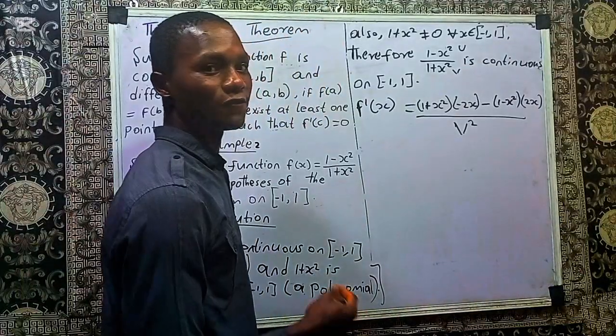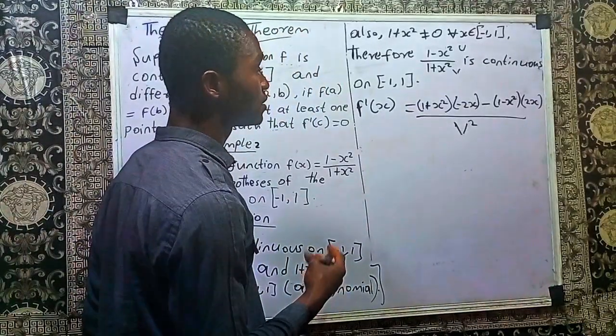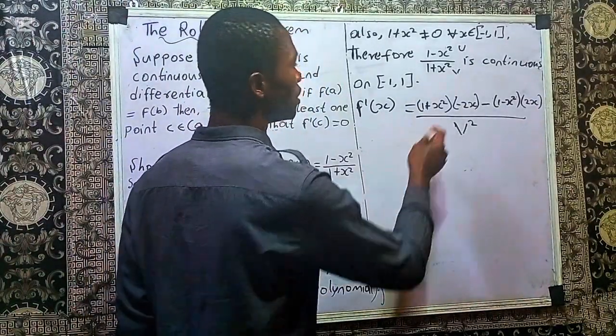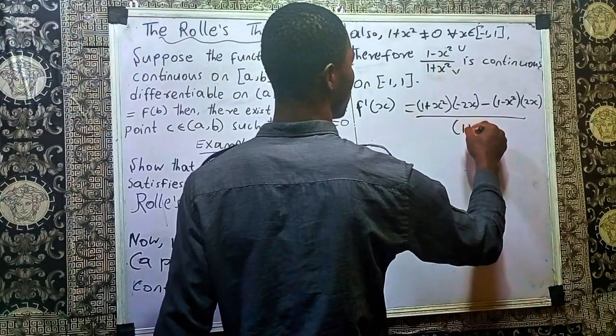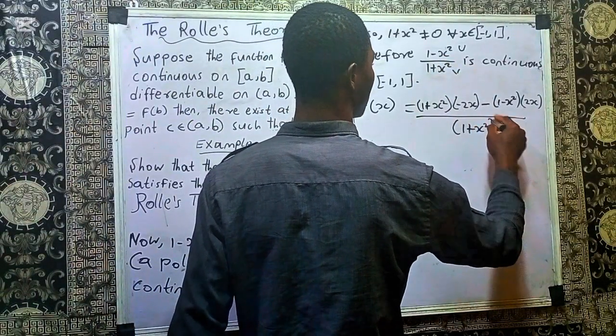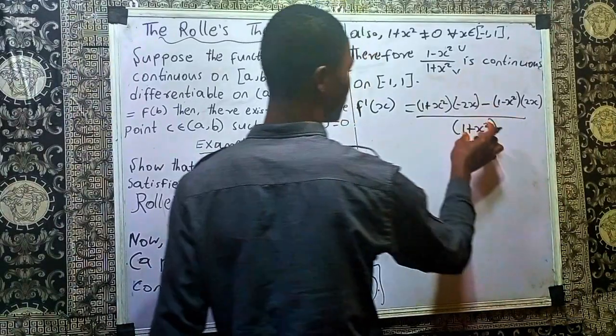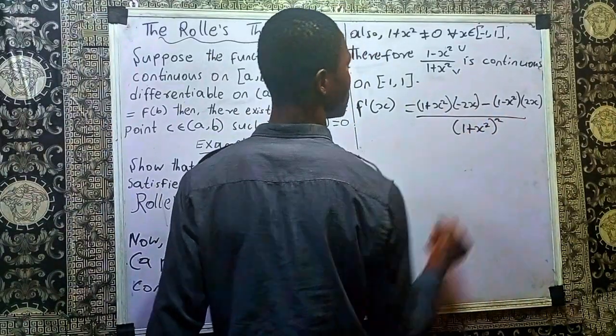Divided by v squared. This is the formula for the quotient rule for differentiation. You square the denominator. That is 1 plus x squared all squared. This is my denominator. Then I will square it.